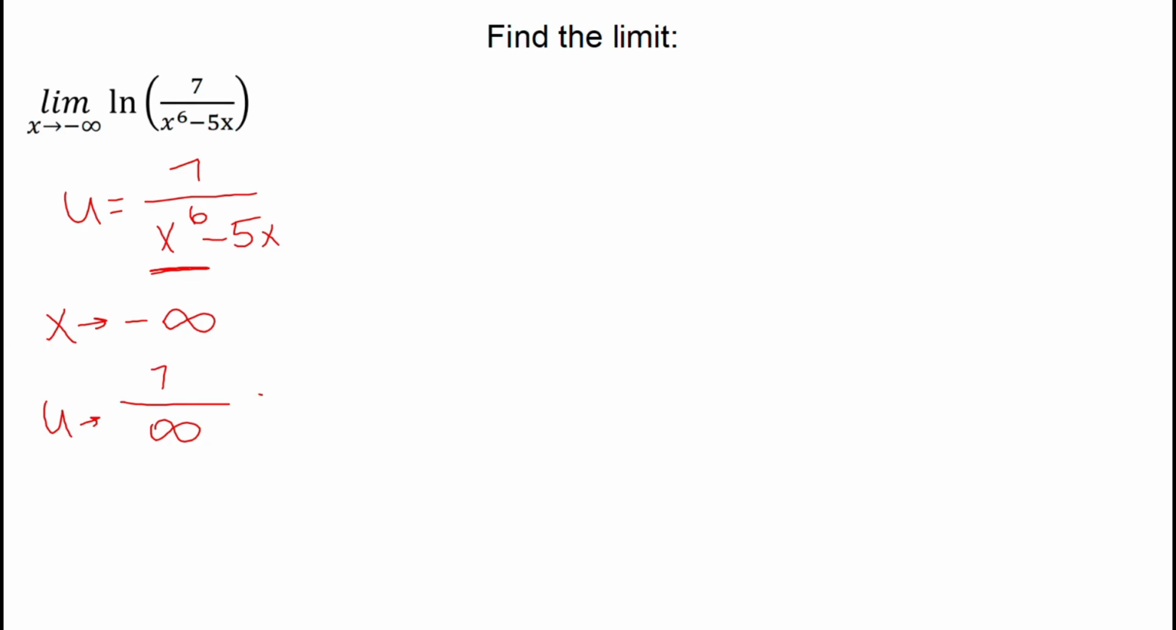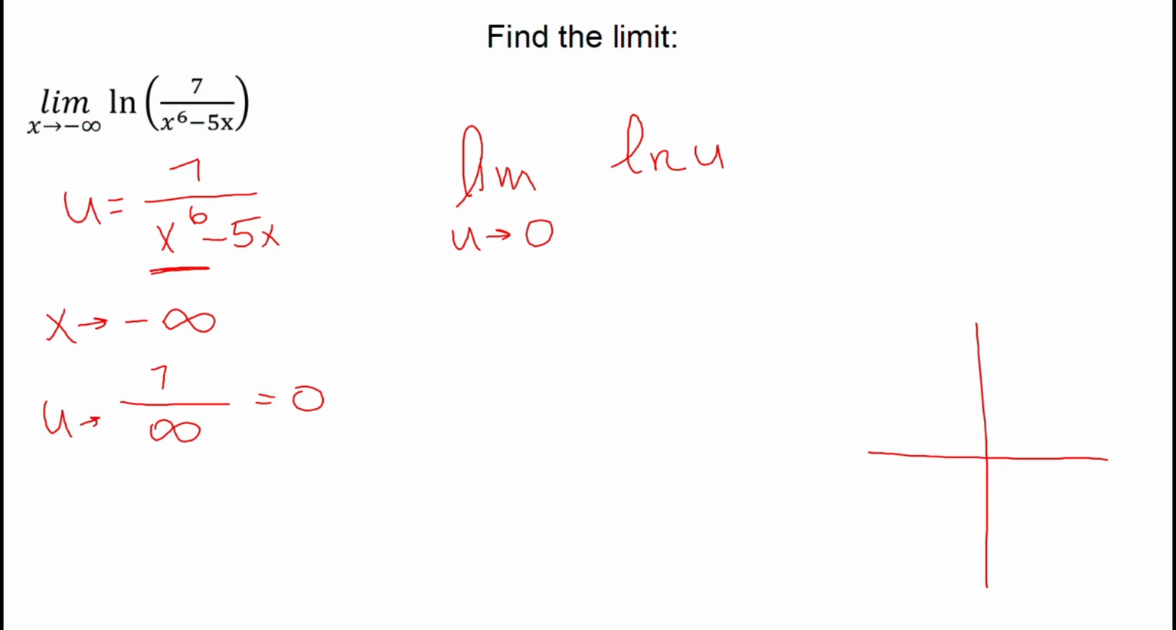So we might be tempted to just say this is equal to 0. And so I'm going to write that out, but this is not what we want to do. So limit as u approaches 0 of the natural log of u. Well, we just looked at the graph of the natural log, right? It looks like this. We can't have a limit as u approaches 0, because I don't have stuff to the left and to the right of 0.